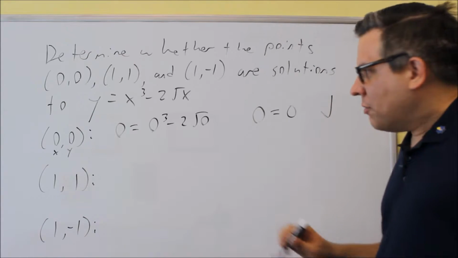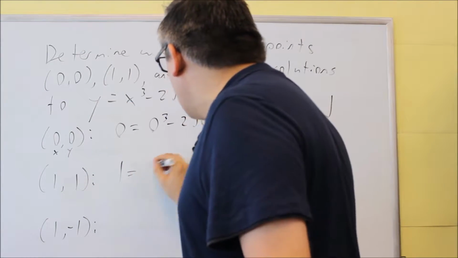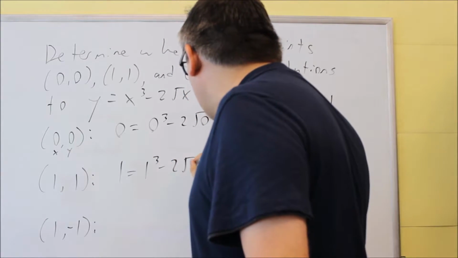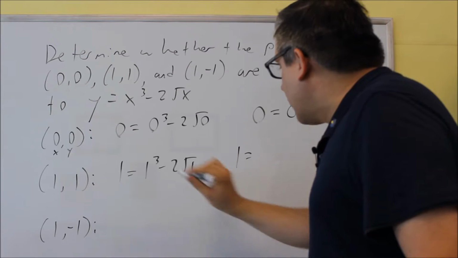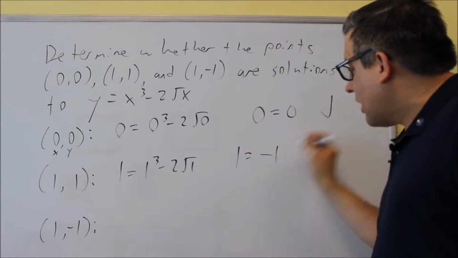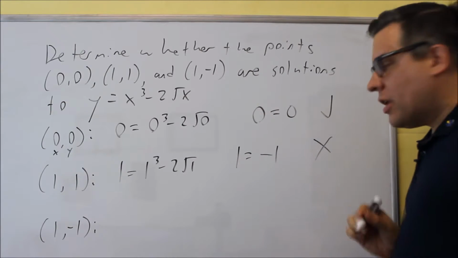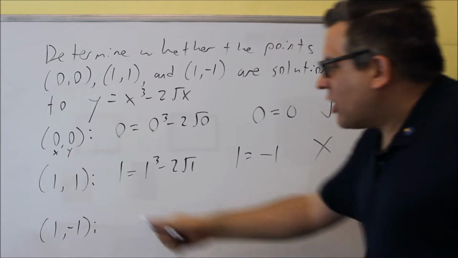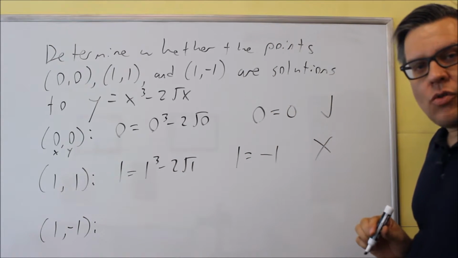Let's try the next one. We put 1 in for y, 1 equals 1 cubed minus 2 times square root of 1. Let's work this out. I get a 1 on the left hand side. Now on the right, I get 1 minus 2, that's negative 1. So I have 1 equal to negative 1? No, that's not a true statement, which means I know that 1, 1 is not a solution to this equation.